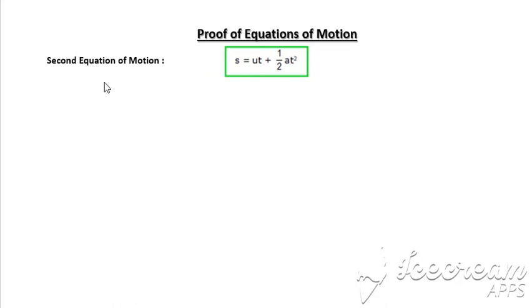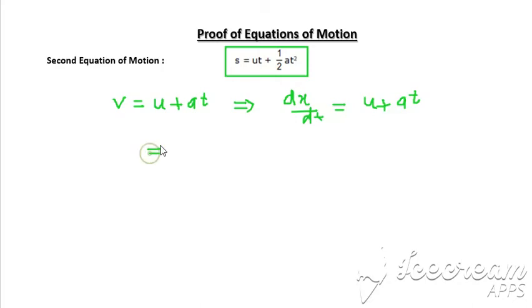To prove this second equation of motion, which is s equal to ut plus half at square, we need to use the first equation that we have proved, v is equal to u plus at. Now going forward, we can replace this v with dx by dt. So dx by dt is equal to u plus at. Now separating variables, we find dx will be equal to u plus at dt.